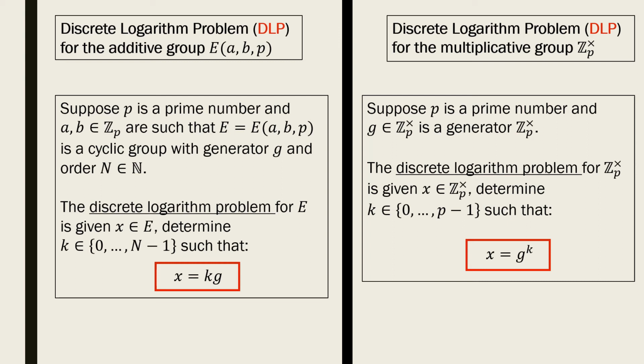And for the specific abelian group ZP cross, which uses multiplicative notation, how does the discrete logarithm problem look there? Well, we're given a generator G, and any x in that group, there should be some value k such that x is equal to g to the k. And the problem is, how do we find that value of k?